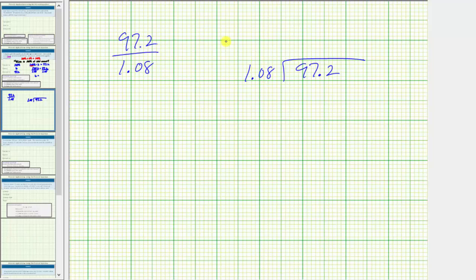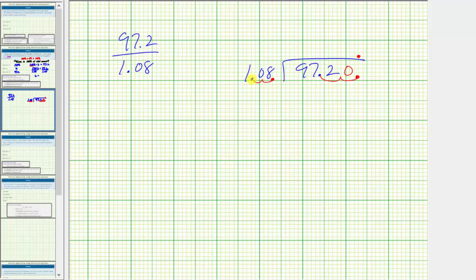The divisor needs to be a whole number. With the decimal, right 2 places, and the same in the dividend. So right 2, 1, 2, move the decimal up into the quotient, replace any missing digits with zeros. And now we divide like we normally do.